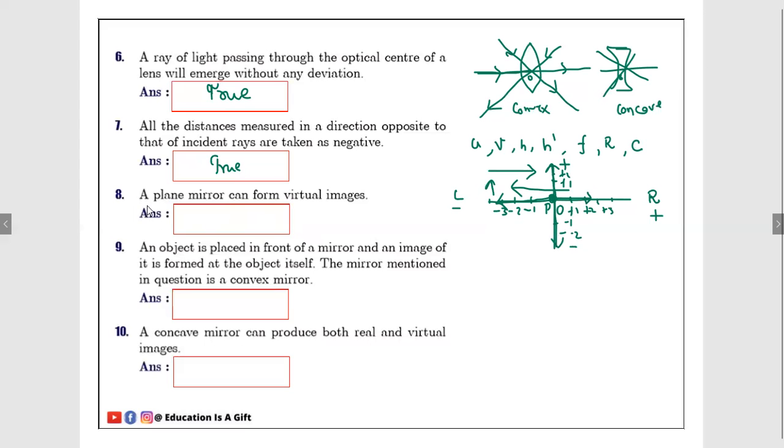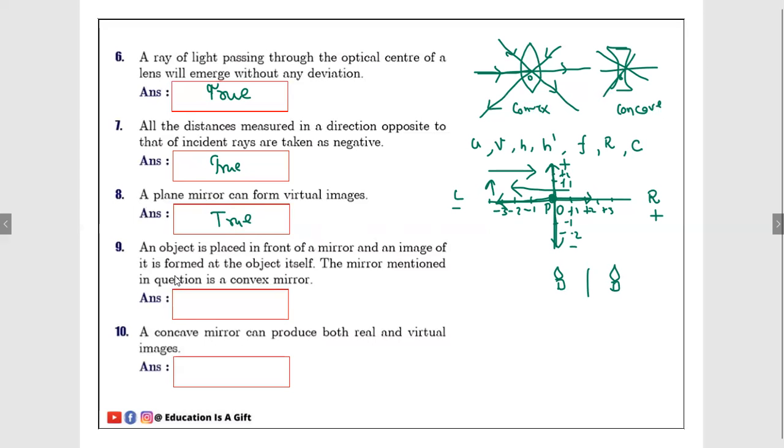Eighth, a plane mirror can form virtual images. Yes, of course. If you place any object in front of a plane mirror, definitely you will get virtual, erect, same size images. Answer is true.